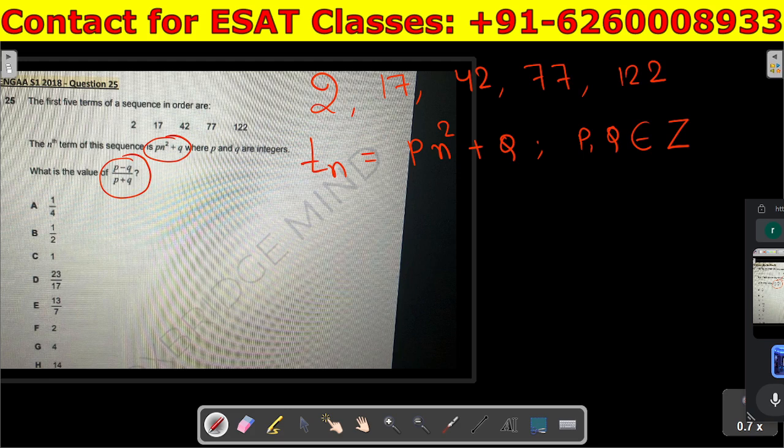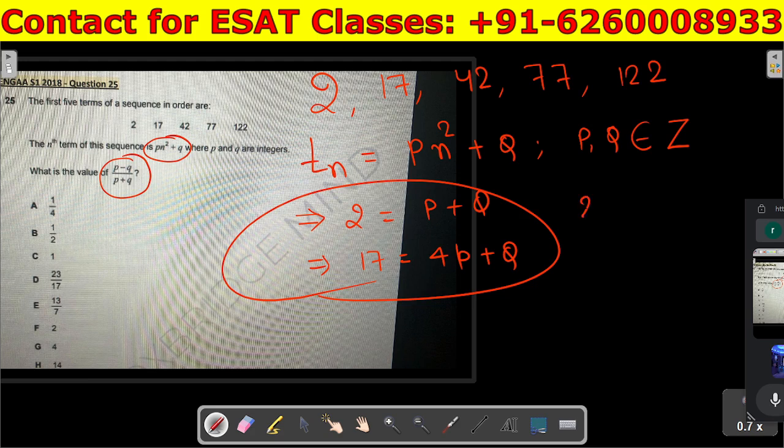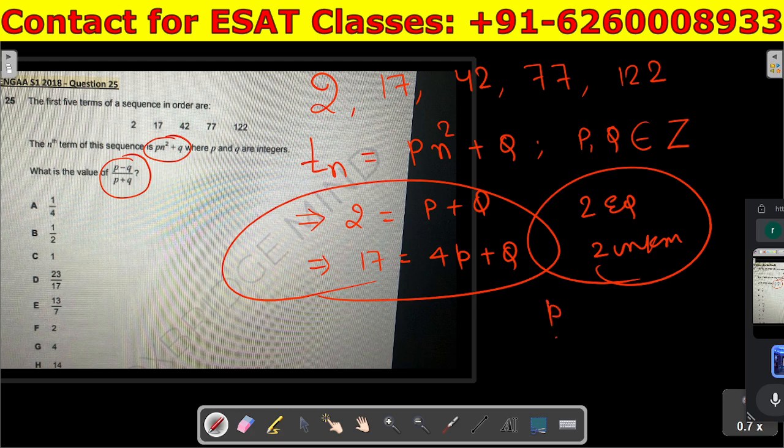So I said the first term is p plus q equals 2. Correct, good going. And then the second term, 17, is equal to 4p plus q, isn't it? Yes, you are correct. Now you have two equations and two unknowns. So from here you can find p and q, then substitute in this expression, and you will get your answer.